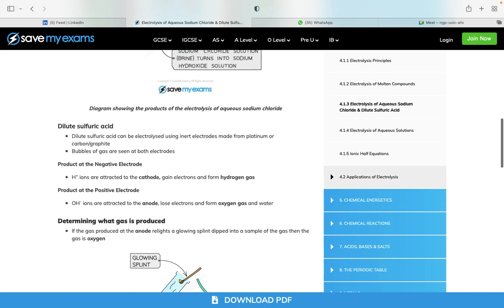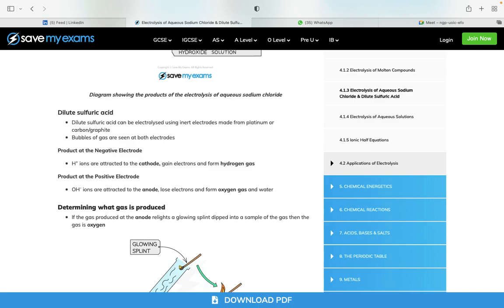The first thing is to look at the dilute acid itself. Dilute sulfuric acid can be electrolyzed using inert electrodes made from either platinum or carbon or graphite. You can use any of these that we've often talked about as your electrode. You can use graphite electrode, carbon electrode, or platinum electrode. Okay, that's the first concept we've got. Then when you do that, you know sulfuric acid is H2SO4.